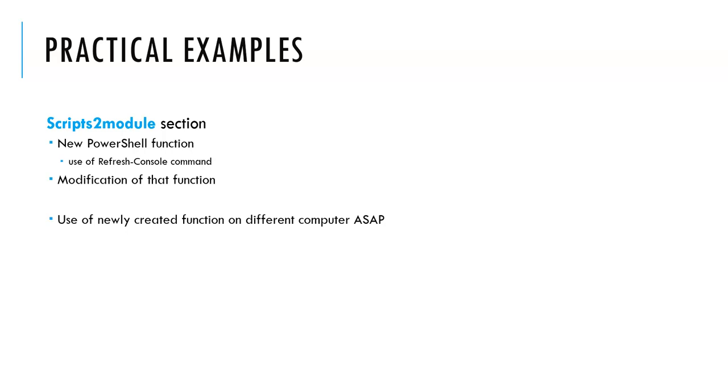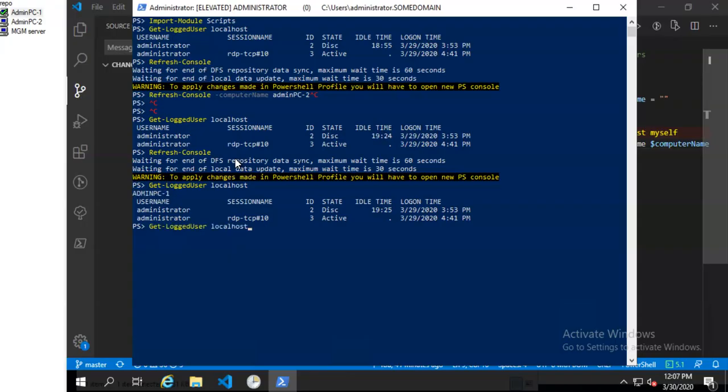Again, if I want this new function to propagate to any computer, I will call a refresh console command on that computer or remotely. Okay, so if I want the refresh remotely, I will call it like this. Of course, in this scenario, the already running console on that computer won't be updated. But if you run a new console, it will contain the new functions, etc.